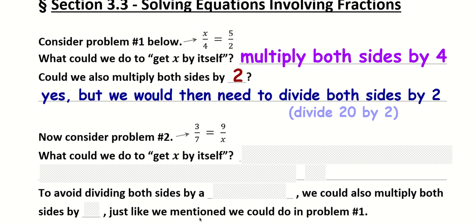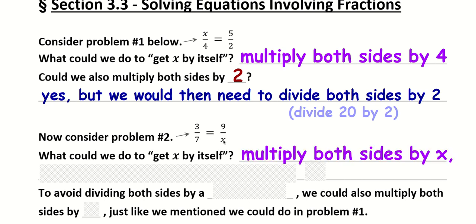So now consider this problem. What could we do to get x by itself? This one's a little bit different because x is in the denominator. So this doesn't say x divided by 9. This says 9 divided by x. It's different. You can't just multiply both sides by 9 to get x all alone. That's not how this one works. So here we would have to multiply both sides by x.